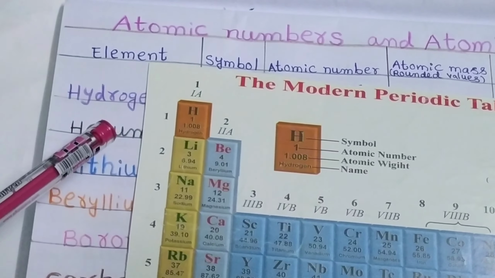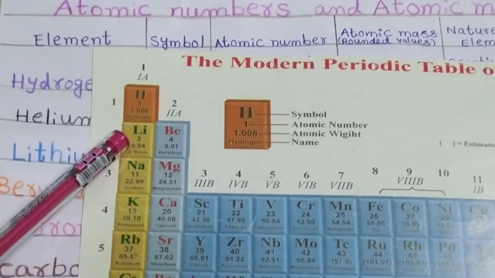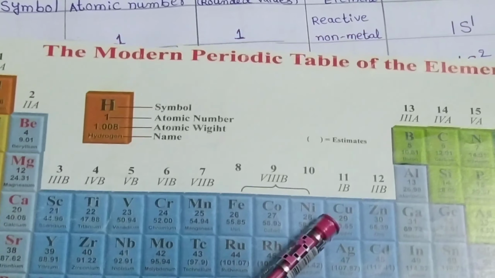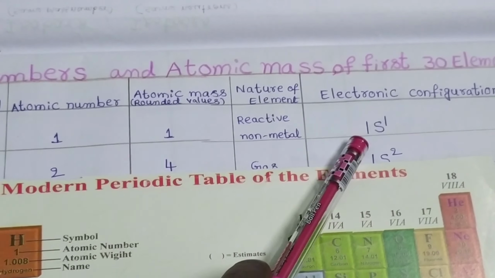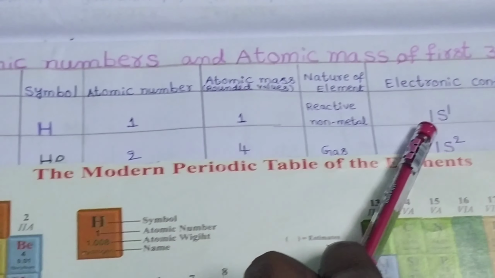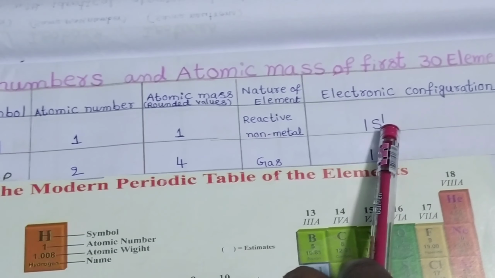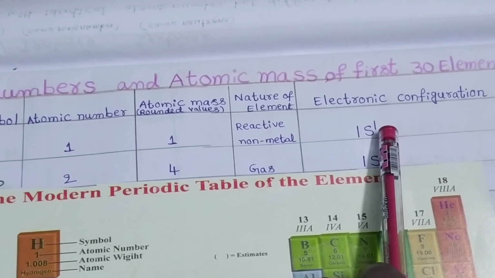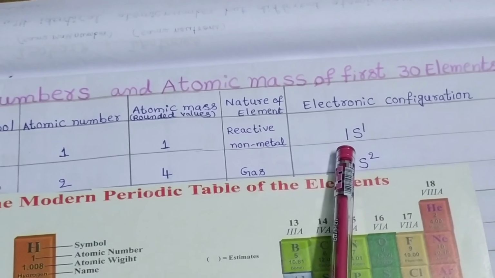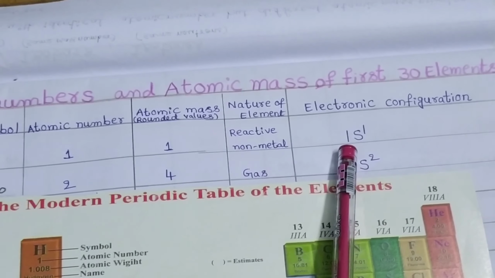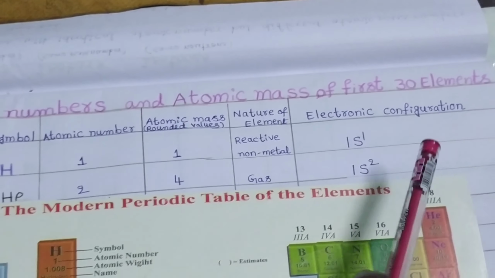Hydrogen is present in the first period, so we can write the electronic configuration as 1, and it is present in the s block. So, s, and it contains only one electron, so we write 1. The general electronic configuration of hydrogen is 1s1.